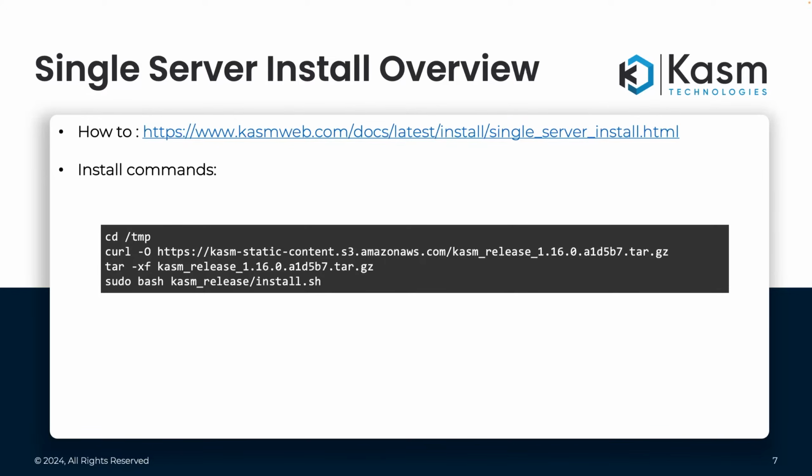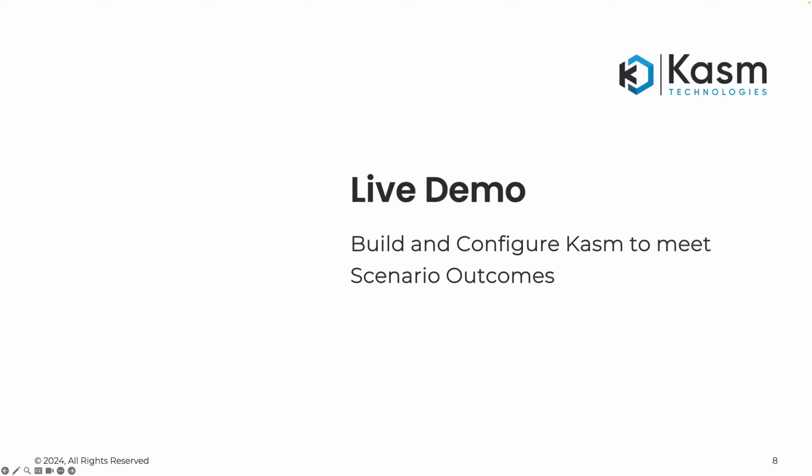Single server install overview. To install, there are basically 3 commands. Well, the first one is to change to the temp directory, but then from there, you download the latest version of Chasm, extract the package with the tar command, and then run the installation script. From here, we'll bounce between lecture and demo throughout the rest of this presentation.